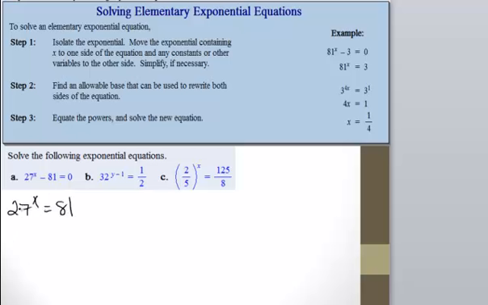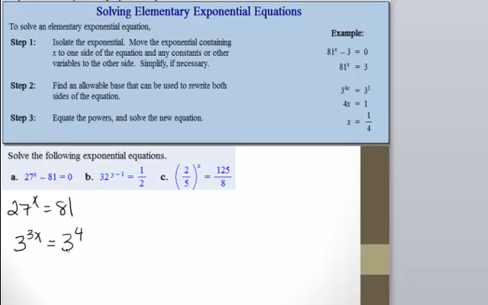Now what we want to do is make sure that our bases are the same. Well, 27 and 81 are not the same base. I know that I can raise 3 to the 3rd power to get 27, and I can raise 3 to the 4th power to get 81. So this becomes 3 to the 3x equals 3 to the 4th.